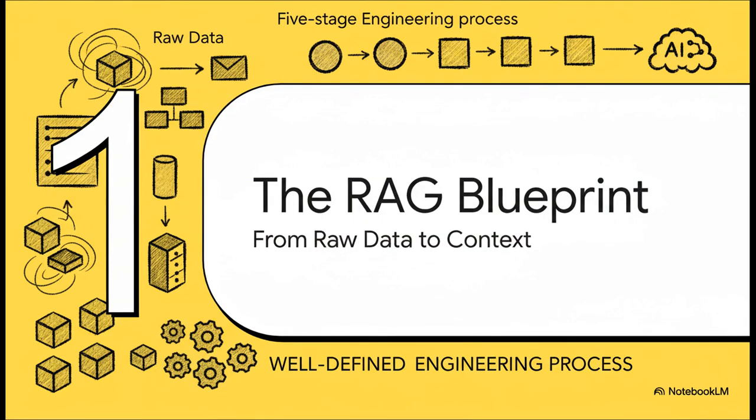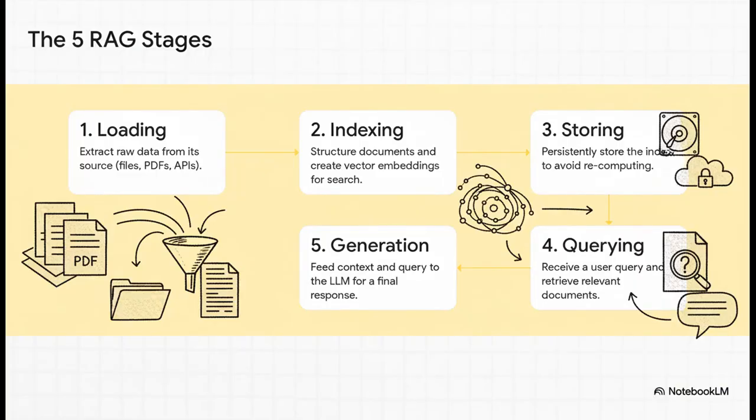Okay, so how do we actually build this thing? It's not some black box. It's a really well-defined engineering process, a 5-stage blueprint that takes your messy, raw data and turns it into clean, useful context that the AI can understand. And here are those 5 stages.